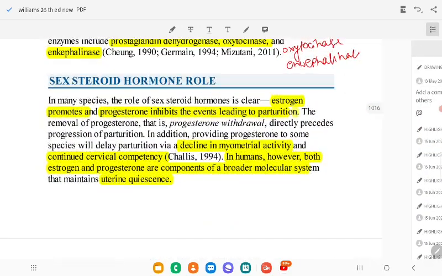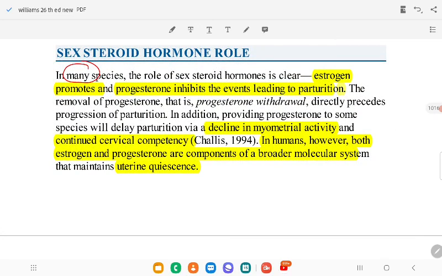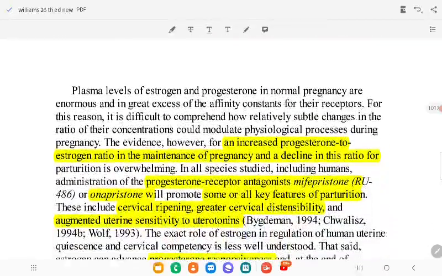Then what is the function of sex steroid hormones? In many species the role of sex steroids is clear: estrogen promotes and progesterone inhibits labor, and removal of progesterone directly leads to parturition. Providing progesterone in some species will delay parturition and decrease myometrial activity. But these things are in other species, not in humans. In humans, both estrogen and progesterone are components of a broader molecular system that maintains uterine quiescence.